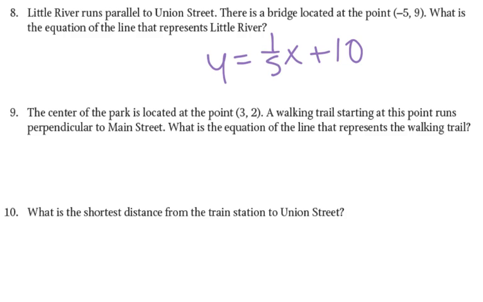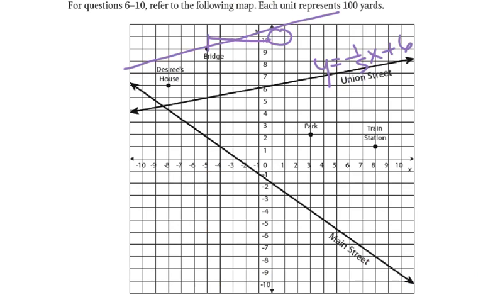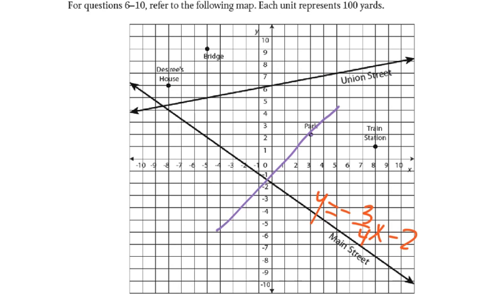The center of the park is located at point (3, 2). A walking trail starts at the point and runs perpendicular to Main Street. What is the equation? Main Street we said was y equals negative 3/4 x minus 2. The trail runs perpendicular to that, right? What's the equation that represents this trail?